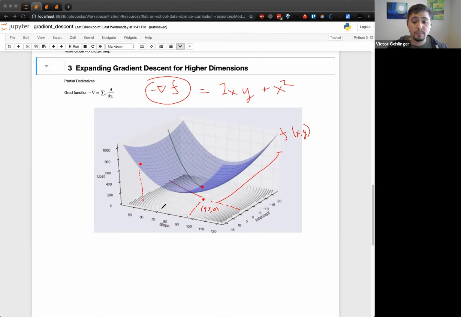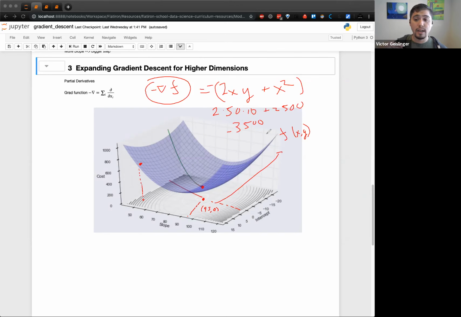Then just plug in. In this case, let's say 50 for x times 10 for y times 2, plus 50 squared, which is 2,500. Okay, so we can just add these up together and we get this number. Also, remember, we have to take the negative of this. So this is 1,000 plus 2,500, so negative 3,500. That would basically say that's the direction we should go.